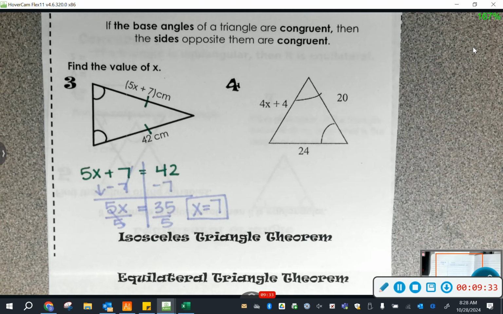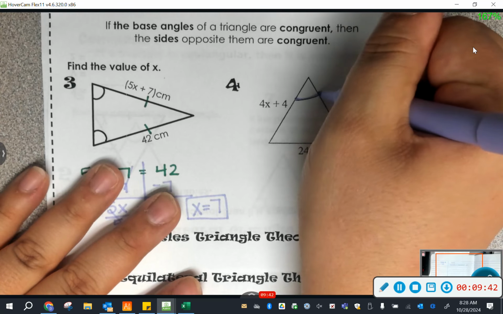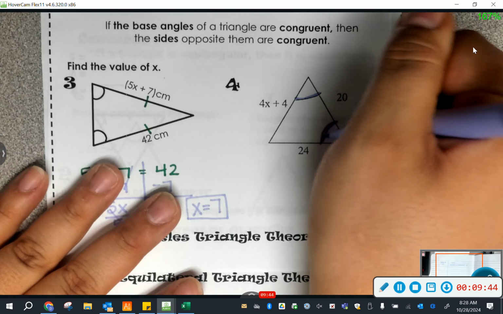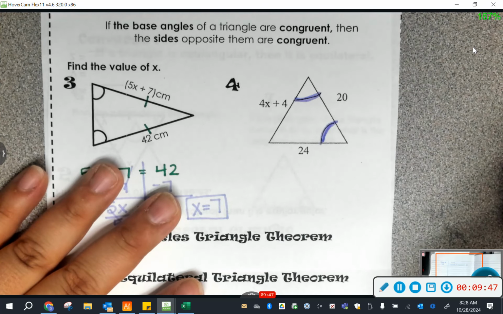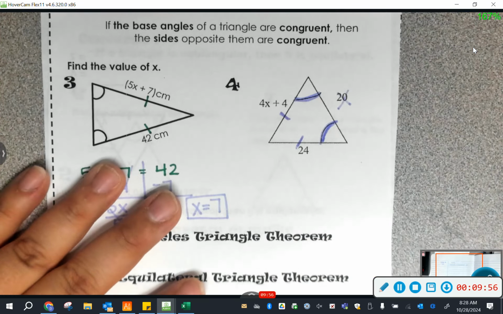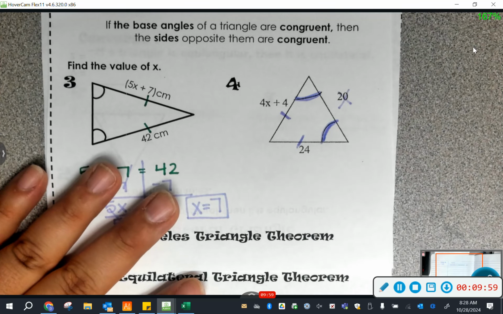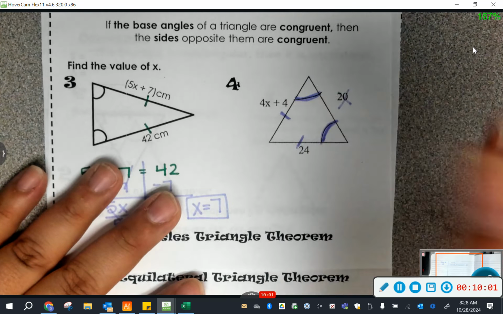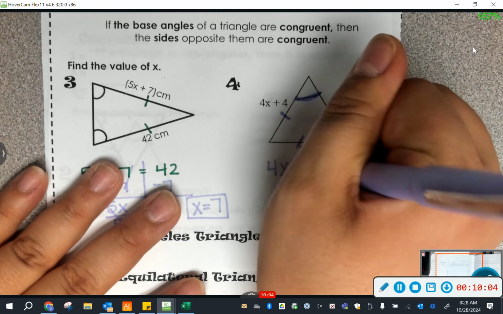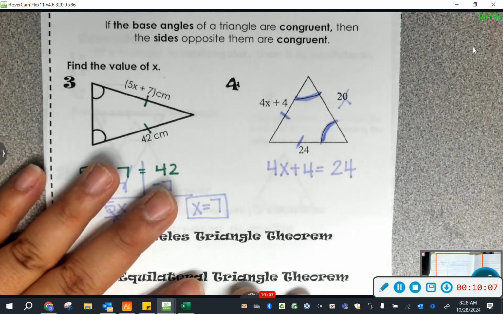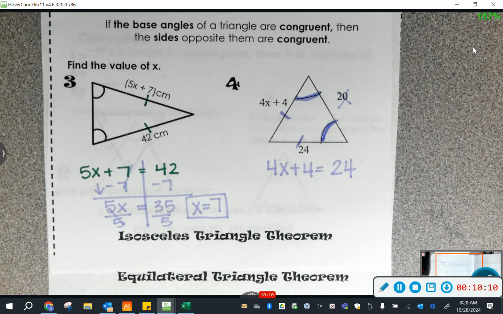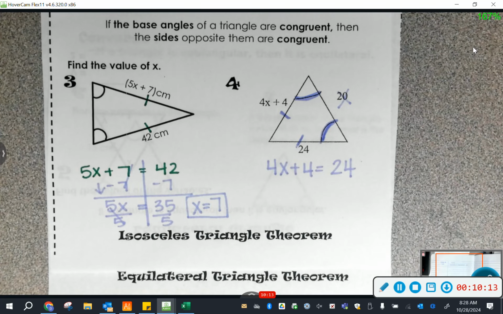All right, this last one is a little bit different. I gave you all 3 sides on this one. But do y'all see how I have arches here and here? Yeah. What does that tell me? Which sides are going to be the same? 24 and what? 4x plus 4. Am I worried about this 20 right here? No. So what's my equation going to be? 4x plus 4. Please write that down. 4x plus 4 equals 24. I would like you to solve. Go.